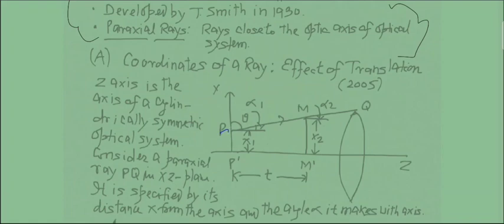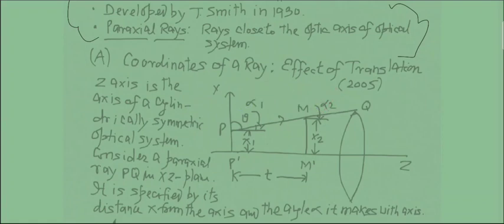The ray which has been shown from here till here is your paraxial ray, and this is your x-axis. Theta is the angle made by this line PQ with the x-axis, and alpha is the angle made by the same paraxial line PQ with the z-axis. With the z-axis PQ makes angle alpha, with the x-axis PQ makes angle theta. At this particular point the angle is alpha 1, and at this particular point the angle is alpha 2.